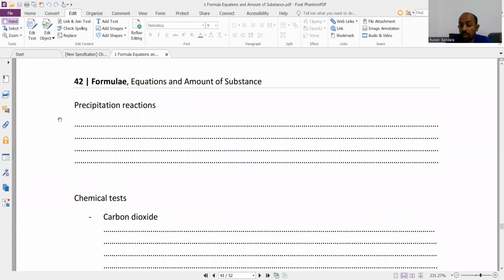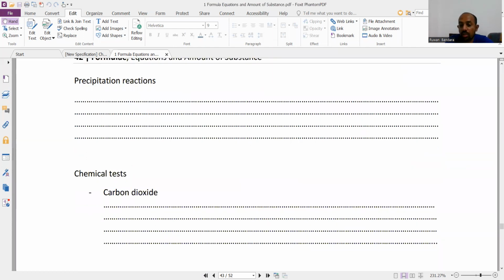Next one, precipitation reaction. So precipitation reaction means simply the reaction that forms a precipitate, right? Now can you tell me why we need precipitation reactions? So that we can identify ions. Yeah, that is in chemical tests, right? Good. Is that the only use? And we can produce stuff from that precipitate.